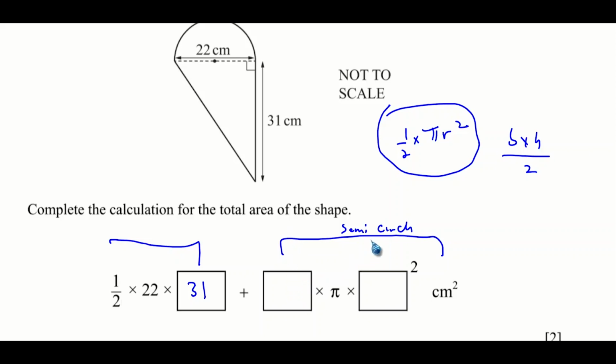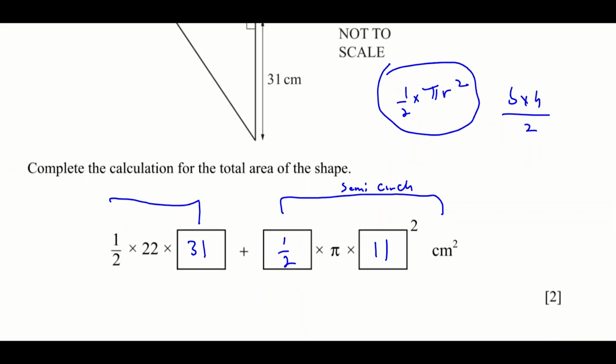Then we are left with the area of the semicircle. It will be half times pi r squared. The diameter is 22, so the radius is half of the diameter, which is 11. So we'll put 11 here. So this is how to complete that. Okay, so let's go to the next question.